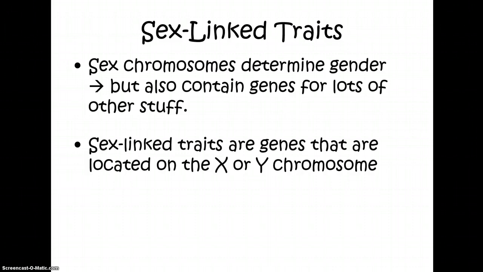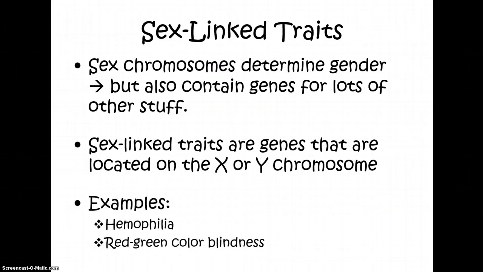Okay, sex-linked traits are genes that are located on the X or Y chromosome. I just said that. Okay, some examples of sex-linked traits are hemophilia and red-green color blindness. I know I've already heard in class there are some that have red-green color blindness.